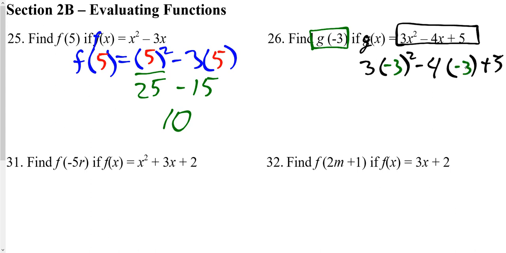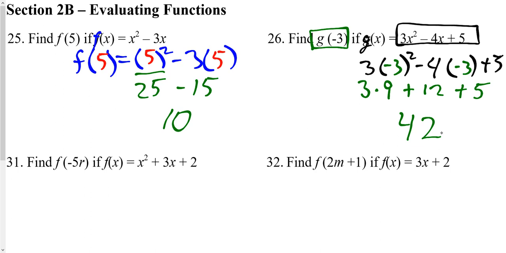Now, if you have a calculator, you should be able to type it in just as you see it with the parentheses all on one line and get the right answer. If you work it out step by step, you can still get the right answer. This would be 3 times negative 3 times negative 3 would be a positive 9. Negative 4 times negative 3 would be a positive 12 plus your 5. And so you get 27 plus 12 plus 5, which is 42.